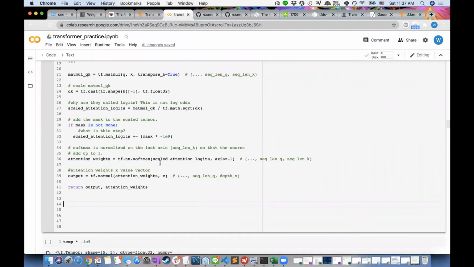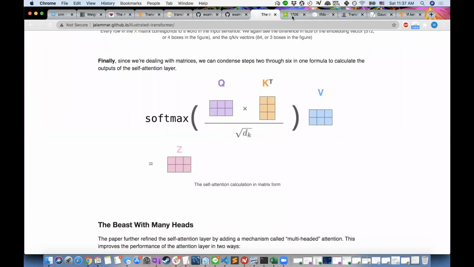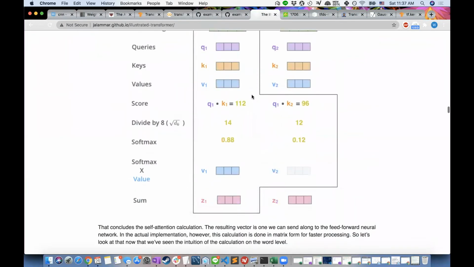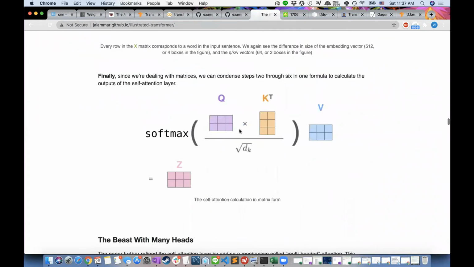Okay, so then basically in the end, you matrix multiply attention weights from this one with the V, and this goes back to this step, right? So after you do the softmax operation, then you matrix multiply with V, then you get your Z.